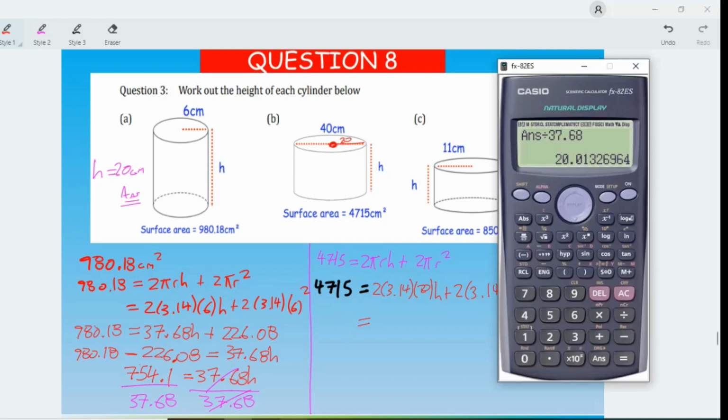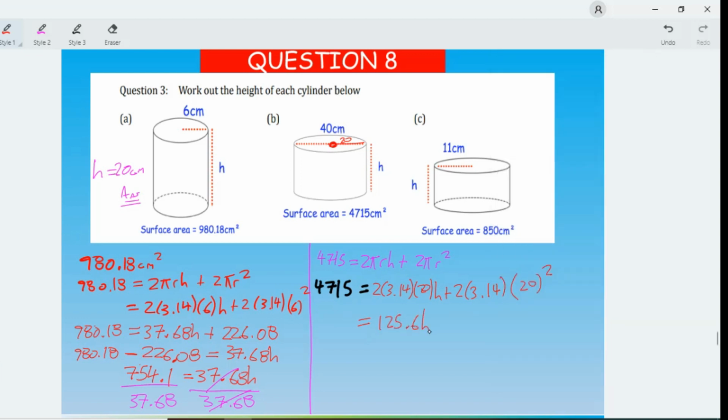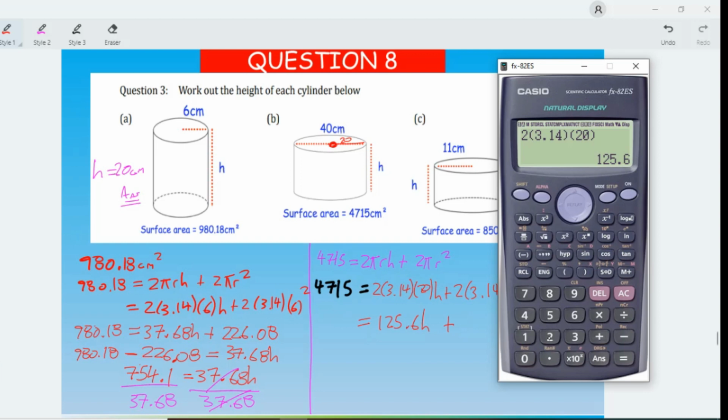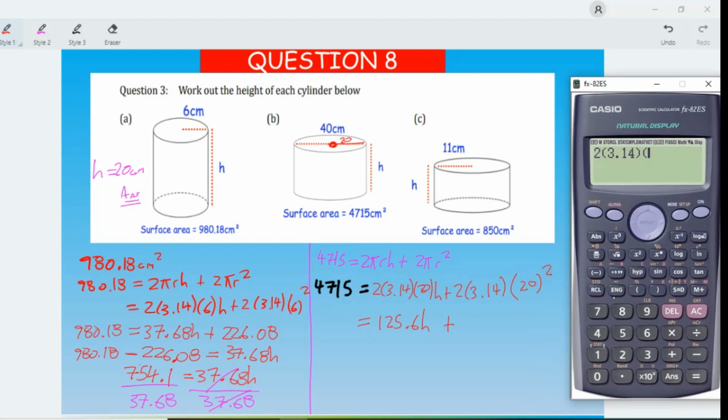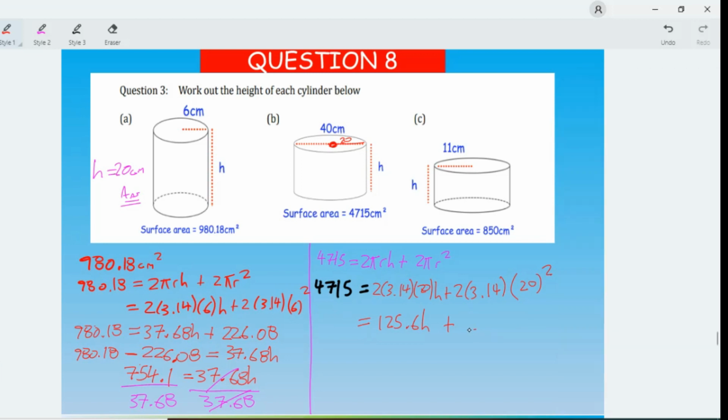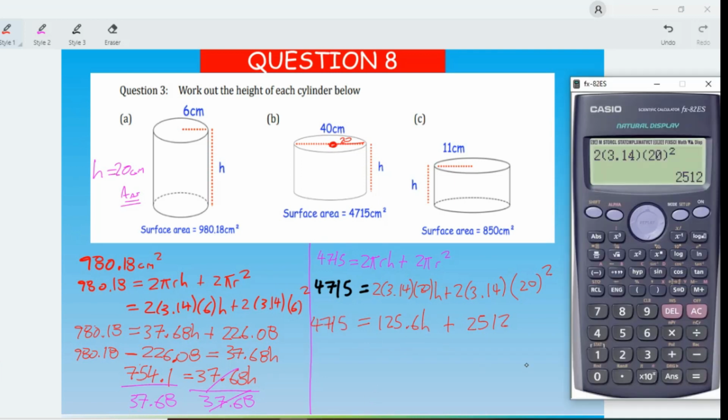Put this in our calculator. So we take out the calculator, 2 times 3.14 multiplied by 20, close the bracket, bam. We get 125.6 H plus, next part now, 2 in bracket, 3.14, close the bracket, times 20 squared. And that's equal to, we work that out, we get 2512. That's 4715. So now we need to find H, so we bring this over to the other side.